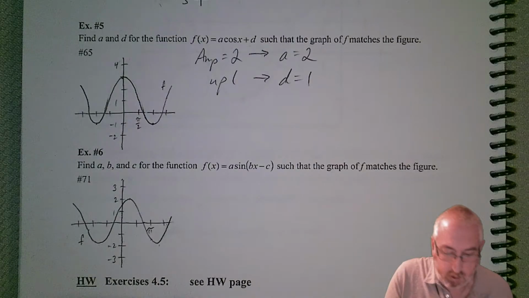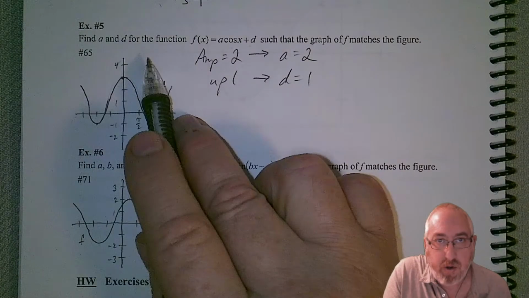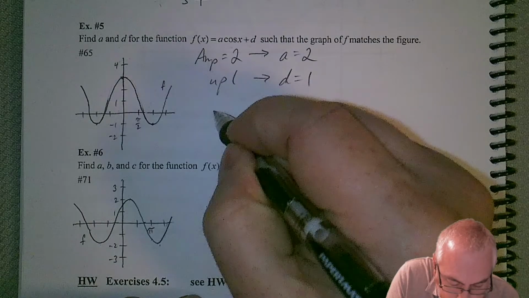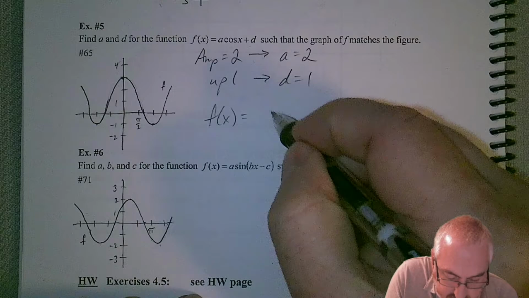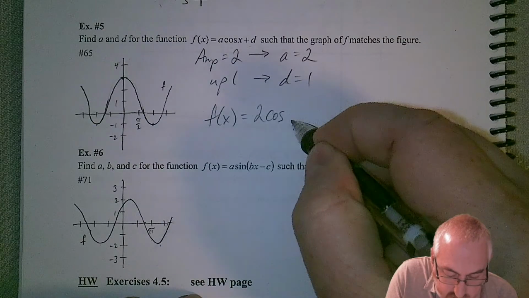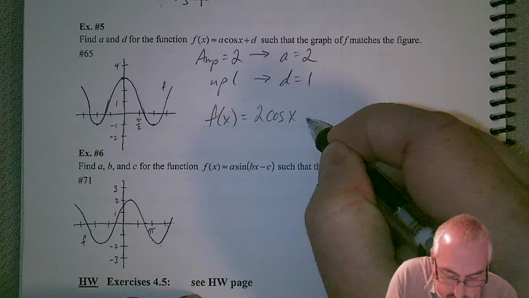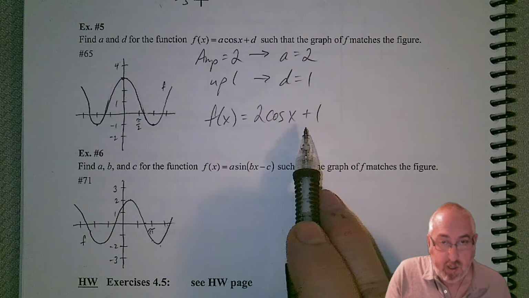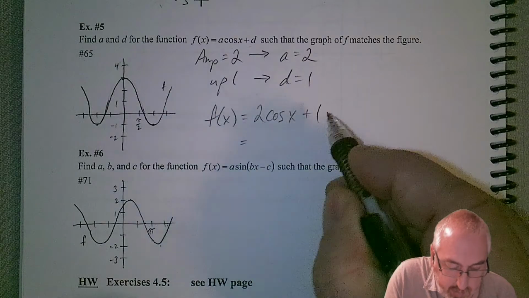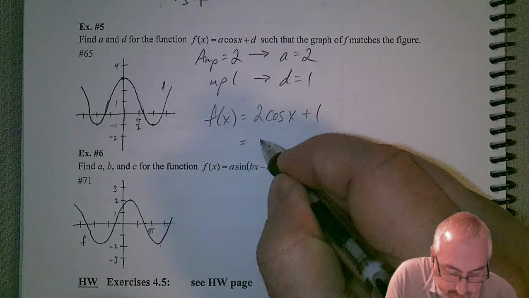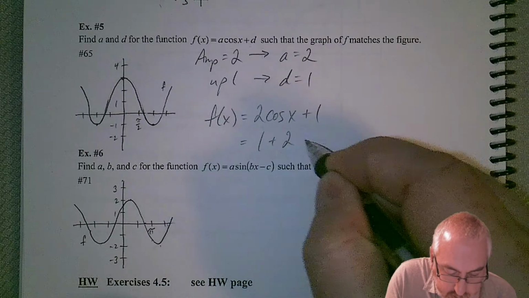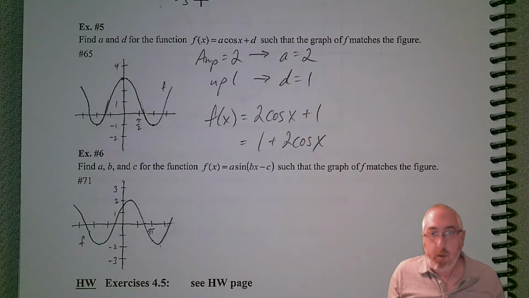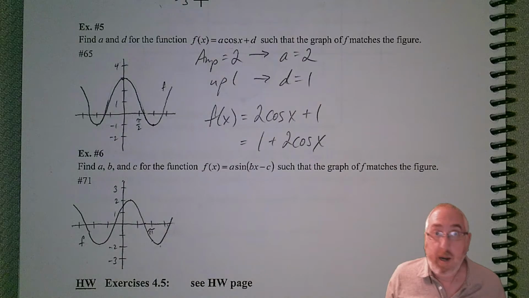I don't think they want you to write out the final function, but just in case, you could say, okay, so now I know that f of x equals 2 cosine x plus 1. Now remember, be careful, there's no parentheses around this. So if you wanted to be safe, you could put the 1 in front, which is what they like to do sometimes to avoid that possible misinterpretation. So either way would be fine. All right, so that was the first one.